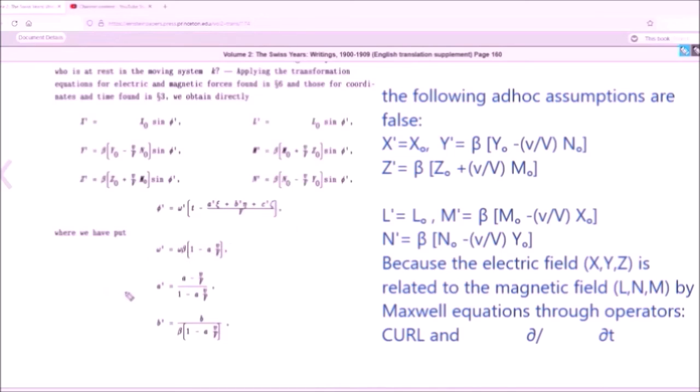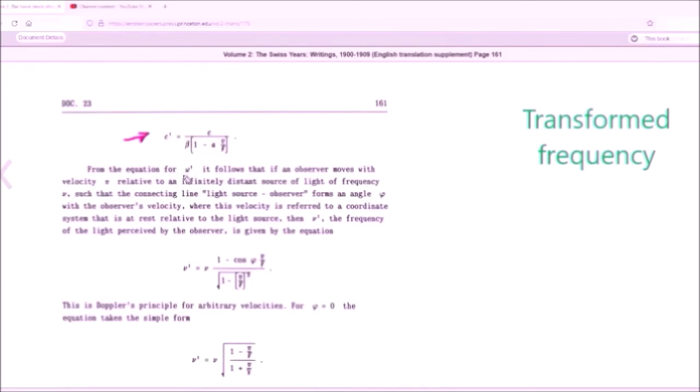How did he get now the direction cosines in the moving frame? From the equations of omega prime, that is the transformed angular frequency in the small k frame that is moving, or the frequency of oscillation of electromagnetic waves as it is seen in the moving frame.